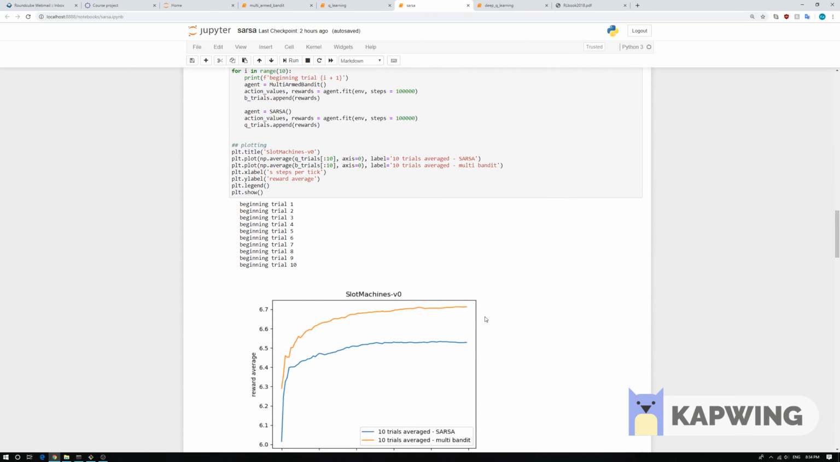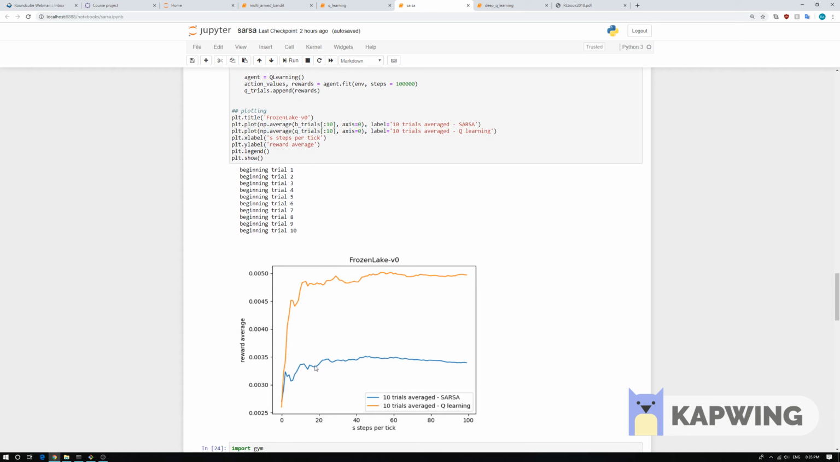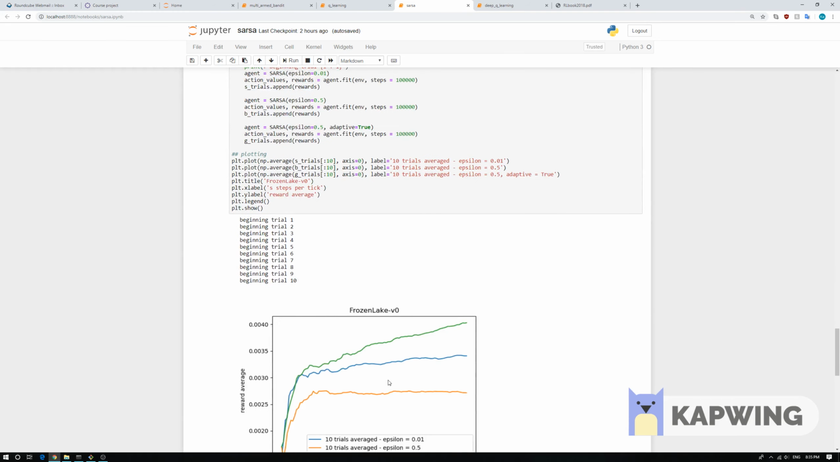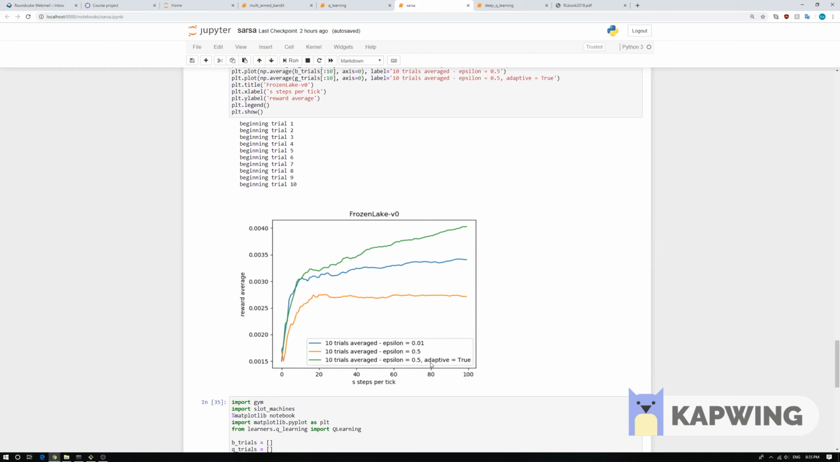Here we see that, as usual, multi-arm bandit performs better on slot machines, as SARSA still needs to optimize based on state and actions. Next, we have our Frozen Lake comparison between Q-learning and SARSA. Here we see that Q-learning performs way better than SARSA, and the reason is that SARSA results in a policy that is near optimal, basically a local maximum, whereas Q-learning results in a policy that's always the best. We can see this follows a similar trend as shown before in comparison to Q-learning, with lower epsilons, higher epsilons, and adaptives.